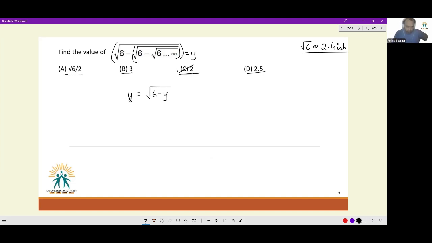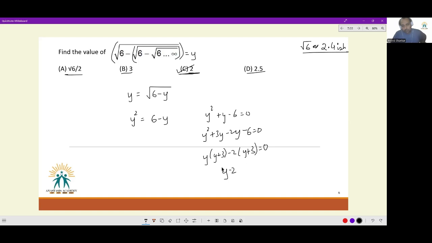And the technical way of solving, of course, will be y square is equal to 6 minus y, or y square plus y minus 6 is equal to 0, or y square plus 3y minus 2y minus 6 is equal to 0, y plus 3 minus 2, y plus 3 equal to 0. So y minus 2 is equal to 0 and y plus 3 is equal to 0. Now y is equal to 2 or minus 3.